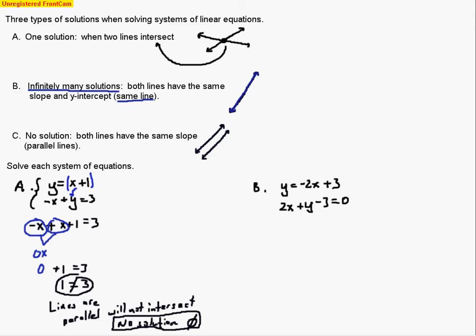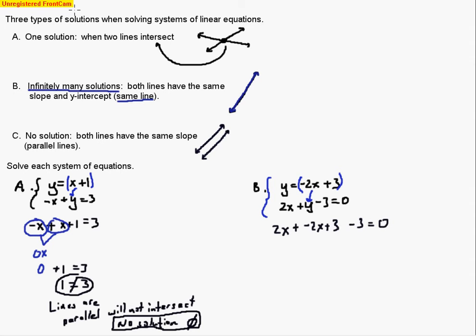Let's take a look at the next problem. This one, we have another substitution problem. So again, this is a system. We'll have a brace around it showing that these two equations should be solved together. And let's take this expression that y is negative 2x plus 3, and let's put that in place of the y in the equation below. So we'll rewrite our second equation. That would be 2x plus y, but in place of y, we're putting the expression that y is negative 2x plus 3. And then we bring down that minus 3 and the 0 as well.